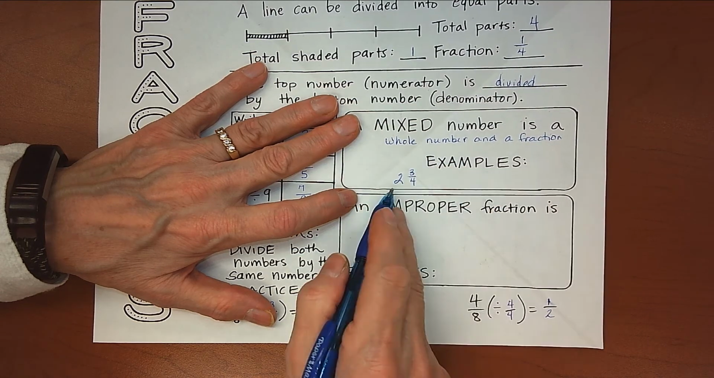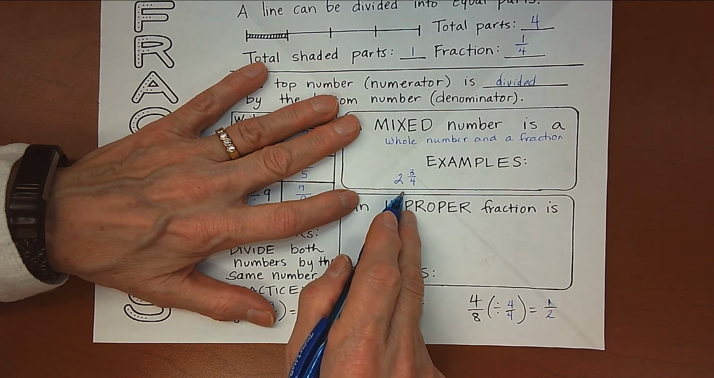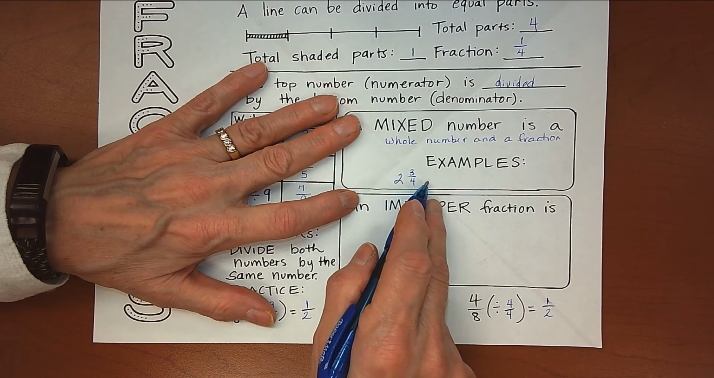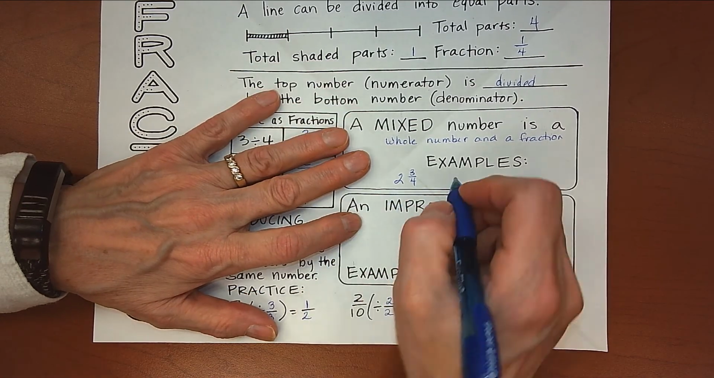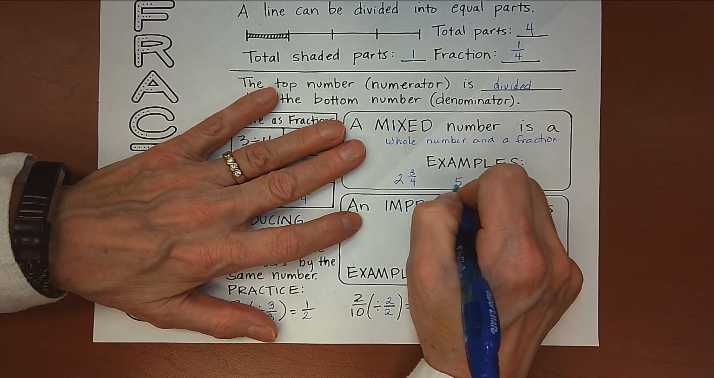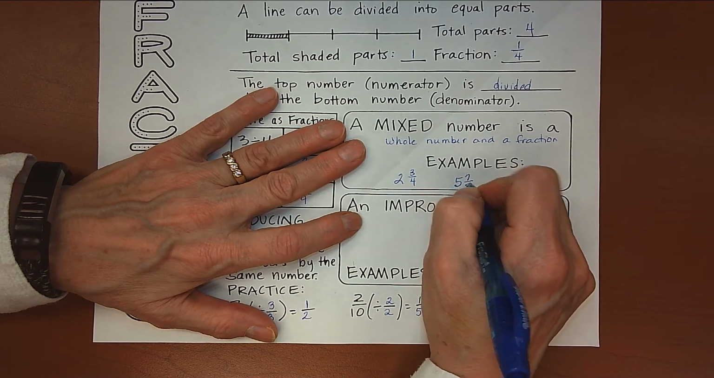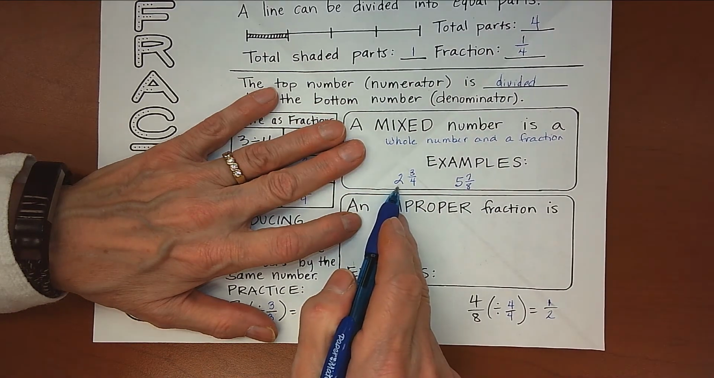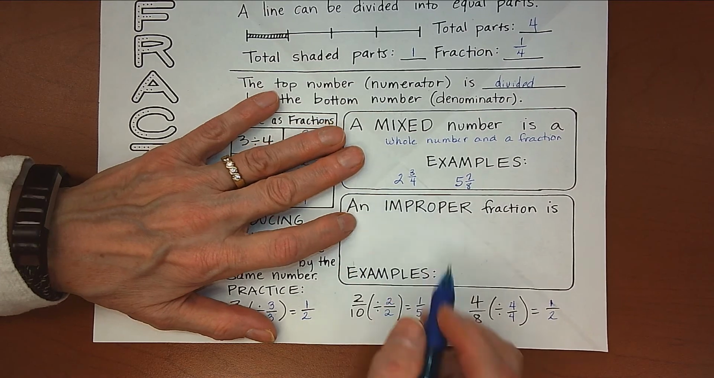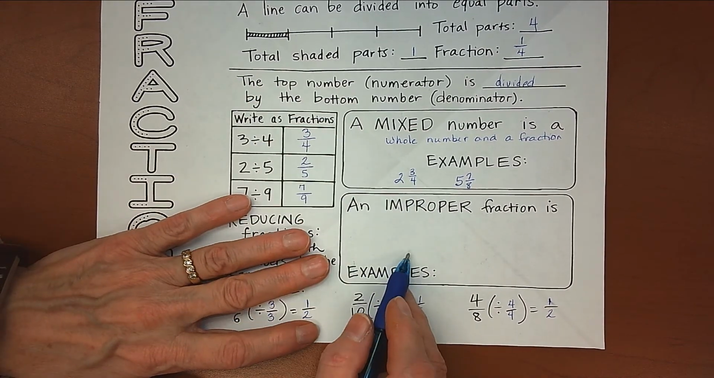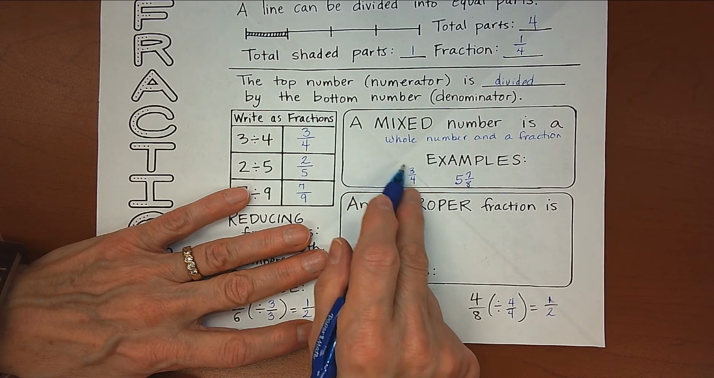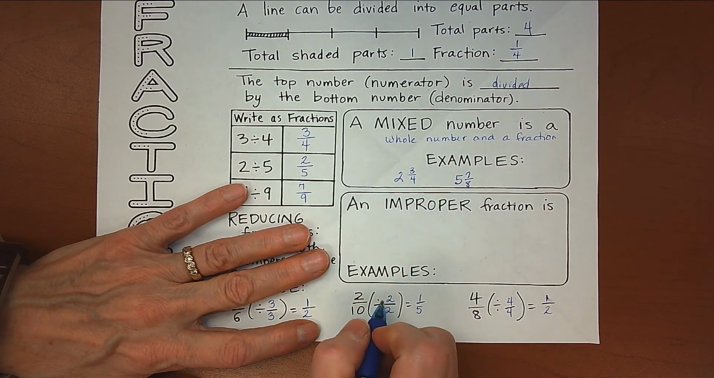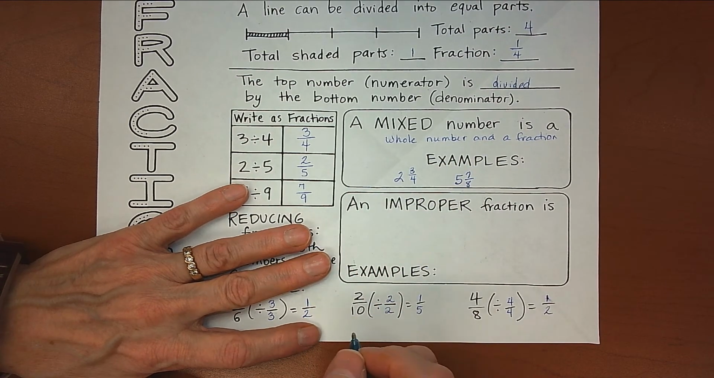Let's say I needed to cut a piece of ribbon and I wanted it to be 2 feet long and 3/4 of another foot long, 2 3/4. Or 5 7/8. So mixed numbers have a whole number and a fraction. Now, improper fractions, we can take these mixed numbers and change them into improper fractions. And I'll show you about that in the next video.